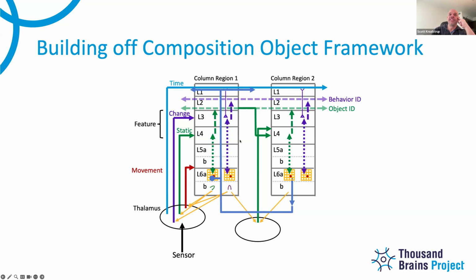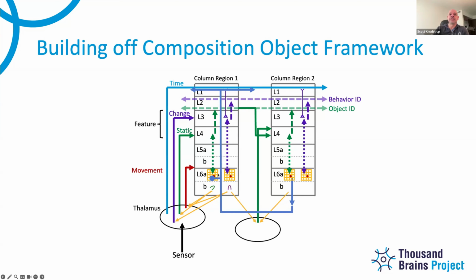So we've got two columns that are hierarchically arranged. Essentially, we've got a sensor that sends static features into layer 4, and changing features, like an edge moving across a patch of retina or something like that, move into L3, layer 3.